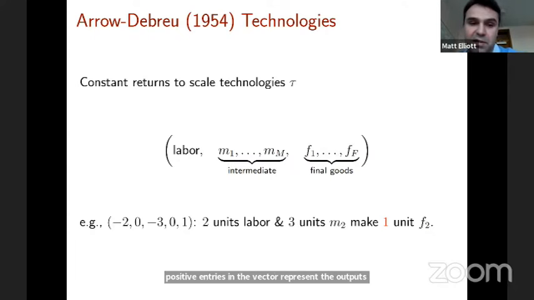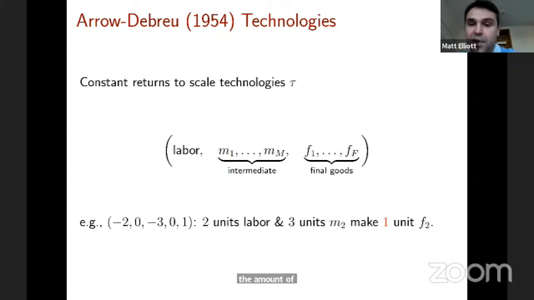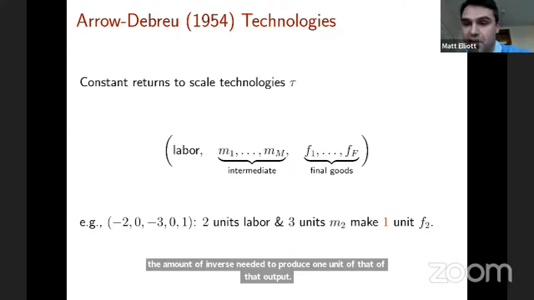In our case, we're going to make some assumptions. We're going to assume that there's only ever one output being produced by a technology. And then we're going to normalize the value of that output to one, so you can interpret the other entries as the amount of inputs needed to produce one unit of that output.